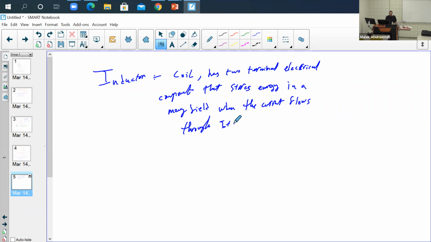So an inductor, let me actually rewrite this better because it did not look good. An inductor is a coil that has two terminal electrical components that stores energy in a magnetic field when current flows through it. So probably you've seen it before. So let's say this is our little wire going in, and when you do, you got a loop of coil wire going through it.